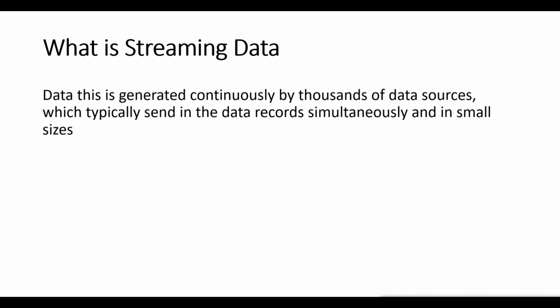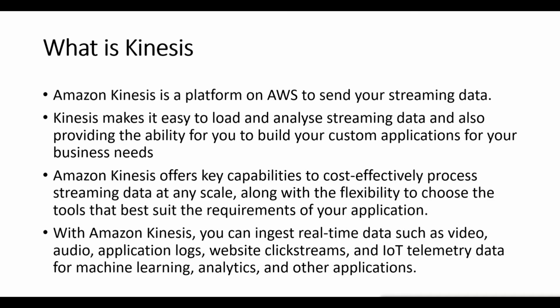So let's go ahead with Kinesis. So what is Kinesis? Amazon Kinesis is a platform on AWS to send your streaming data. Kinesis makes it easy to load and analyze streaming data, and also provides the ability for you to build your custom applications for your business needs. Amazon Kinesis offers key capabilities to cost effectively process streaming data at any scale, along with the flexibility to choose the tools that best suit the requirements of your application.